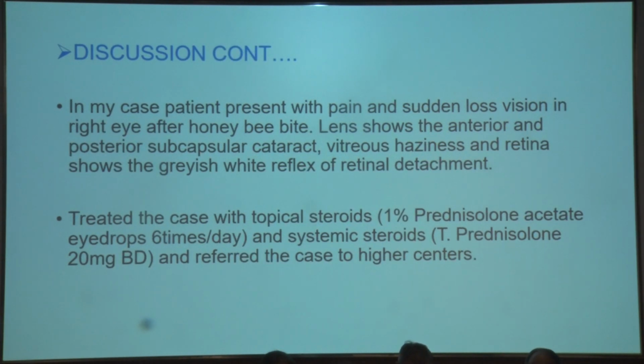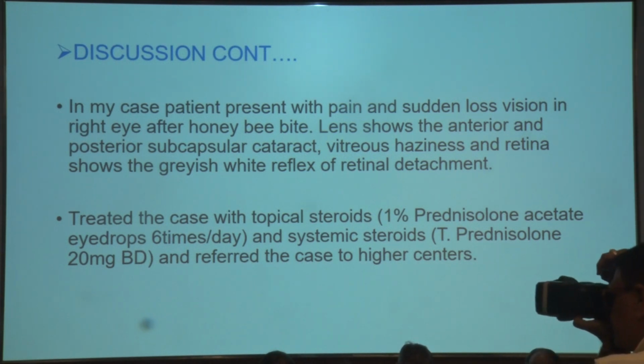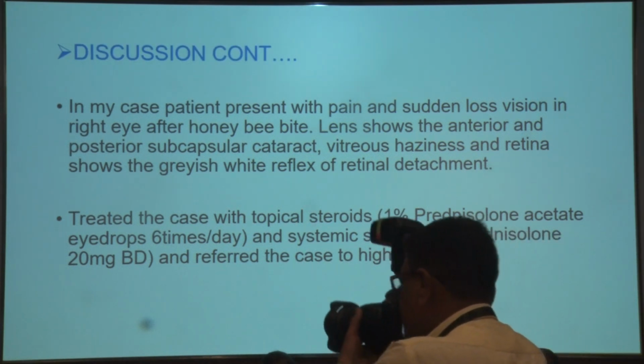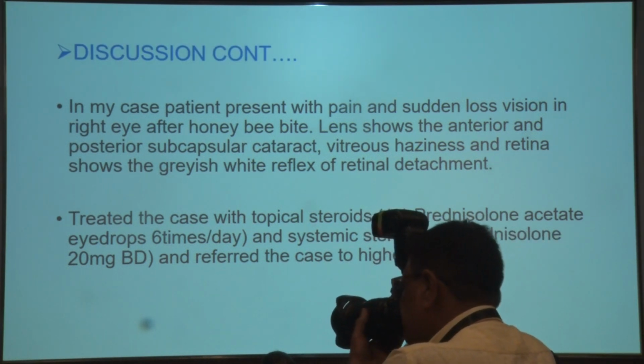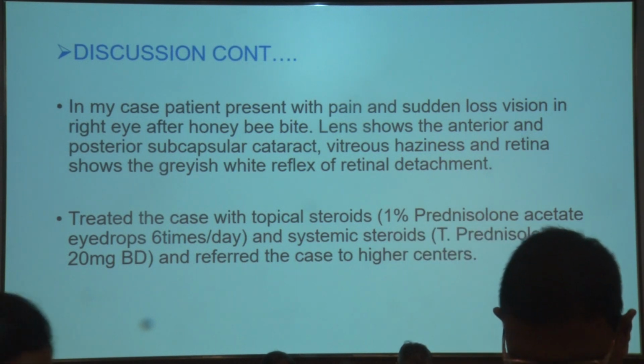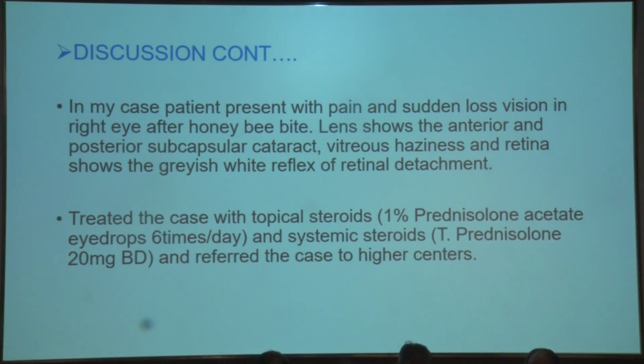In my case, the patient presented with pain and sudden loss of vision in the right eye after a honeybee bite. The lens showed anterior and posterior subcapsular cataract and vitreous haziness, and the retina showed the greyish white reflex of retinal detachment. We treated the case with topical steroids, that is 1% prednisolone acetate eye drops 6 times per day, and systemic steroids, that is tablet prednisolone 20 milligrams BD, and referred the case to higher centers.